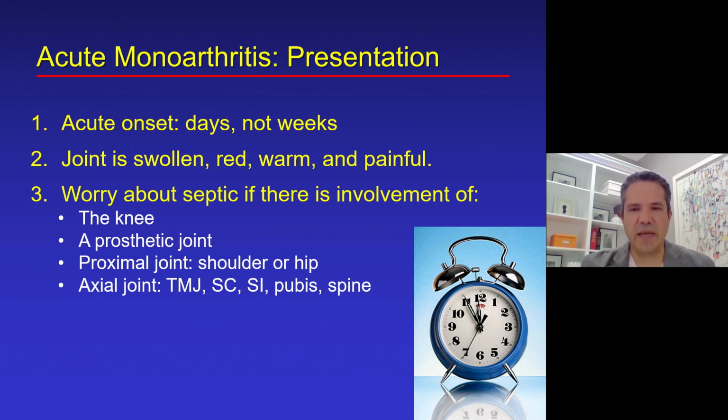We worry about septic arthritis when certain joints are involved. If the knee is involved, that is worrisome because that's the most commonly affected joint from septic arthritis. Likewise, any prosthetic joint is worrisome for an infectious process. Proximal joints are less likely to be crystalline in nature. You can see pseudogout in the shoulders and the hips and only rarely gout. And then with other more axial joints, again, one would be thinking about septic joint, especially in the right clinical setting, as opposed to gout or pseudogout.